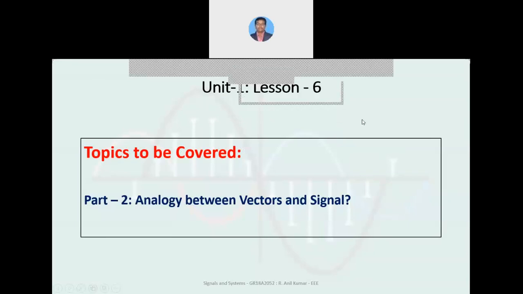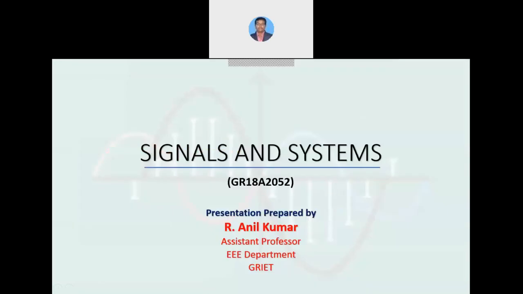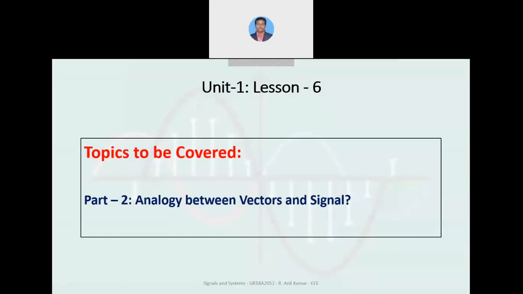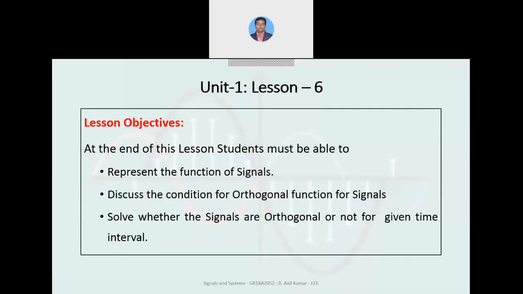Welcome back. Today let us have lesson 6 from unit 1 of signals and systems. In this lesson we are going to cover the analogy between vectors and signals, part 2. As you already discussed the vector representation and the condition for them to be mutually perpendicular, similarly we are going to discuss the condition for signals to be mutually perpendicular, the orthogonal condition.